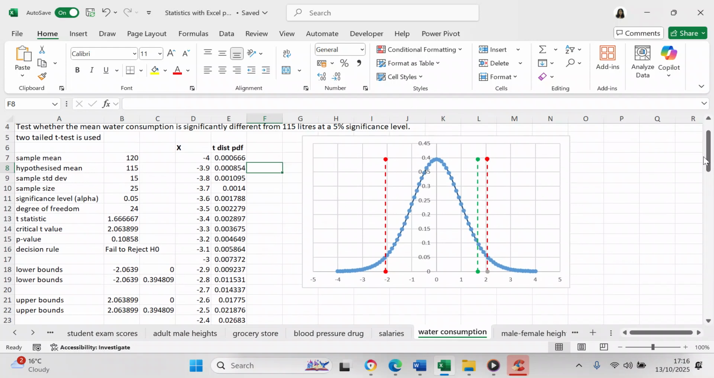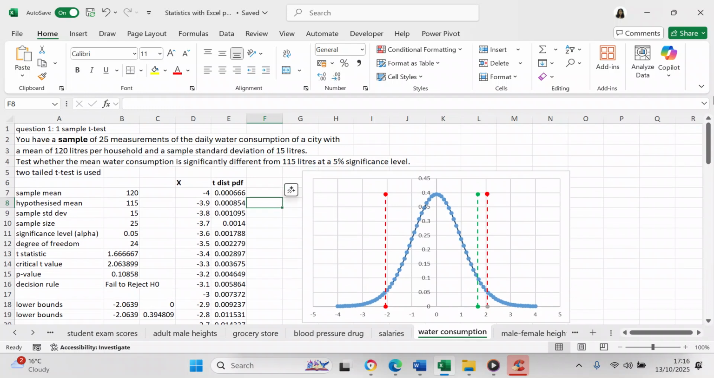So you've got your T distribution, which is actually similar to a normal distribution, because in previous videos we have used a normal distribution, but in this video we're using a T distribution. And your critical T value is 2.06389. So on the left margin, it's going to be -2.063899. And then on the right hand side, it's going to be 2.063899 because it's a two-tailed test.